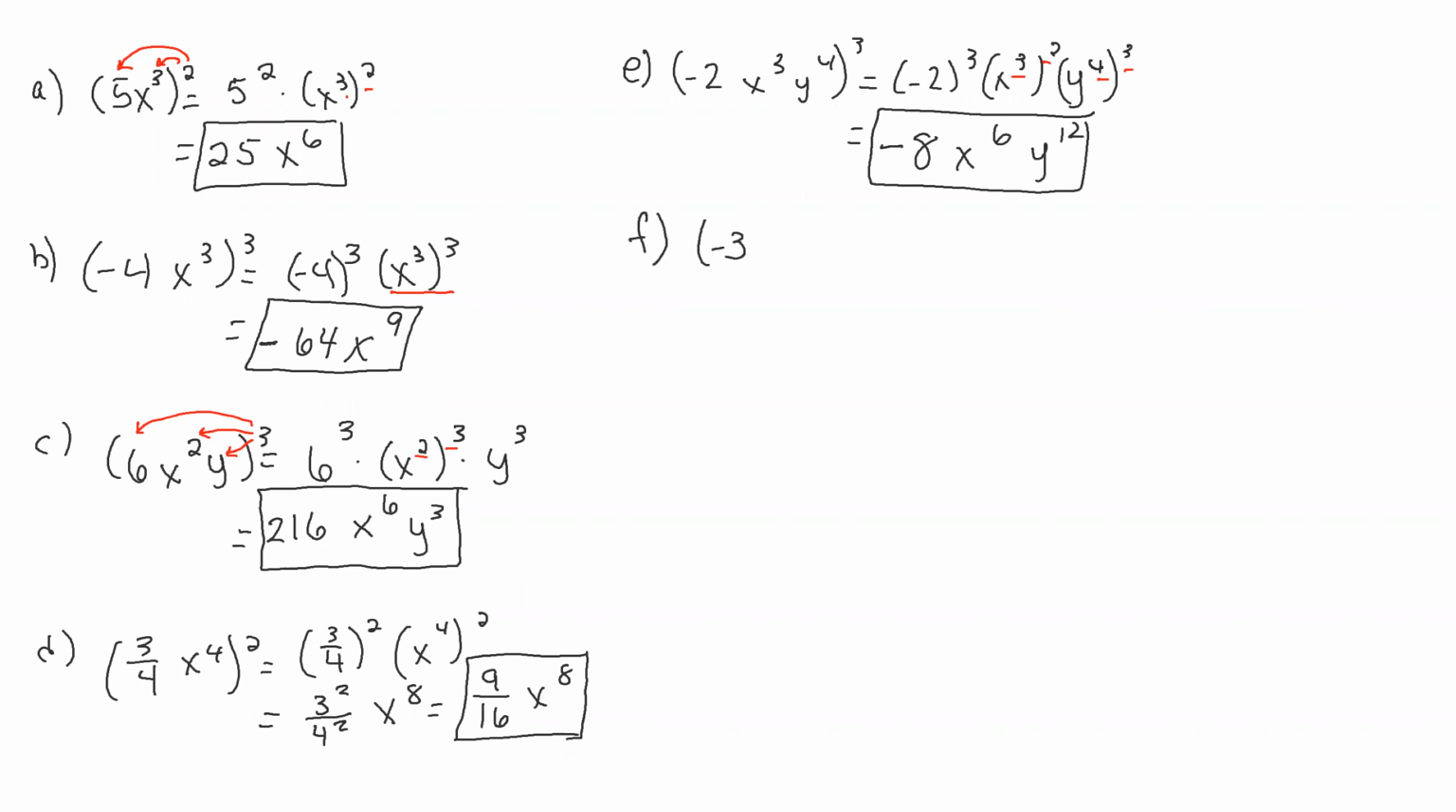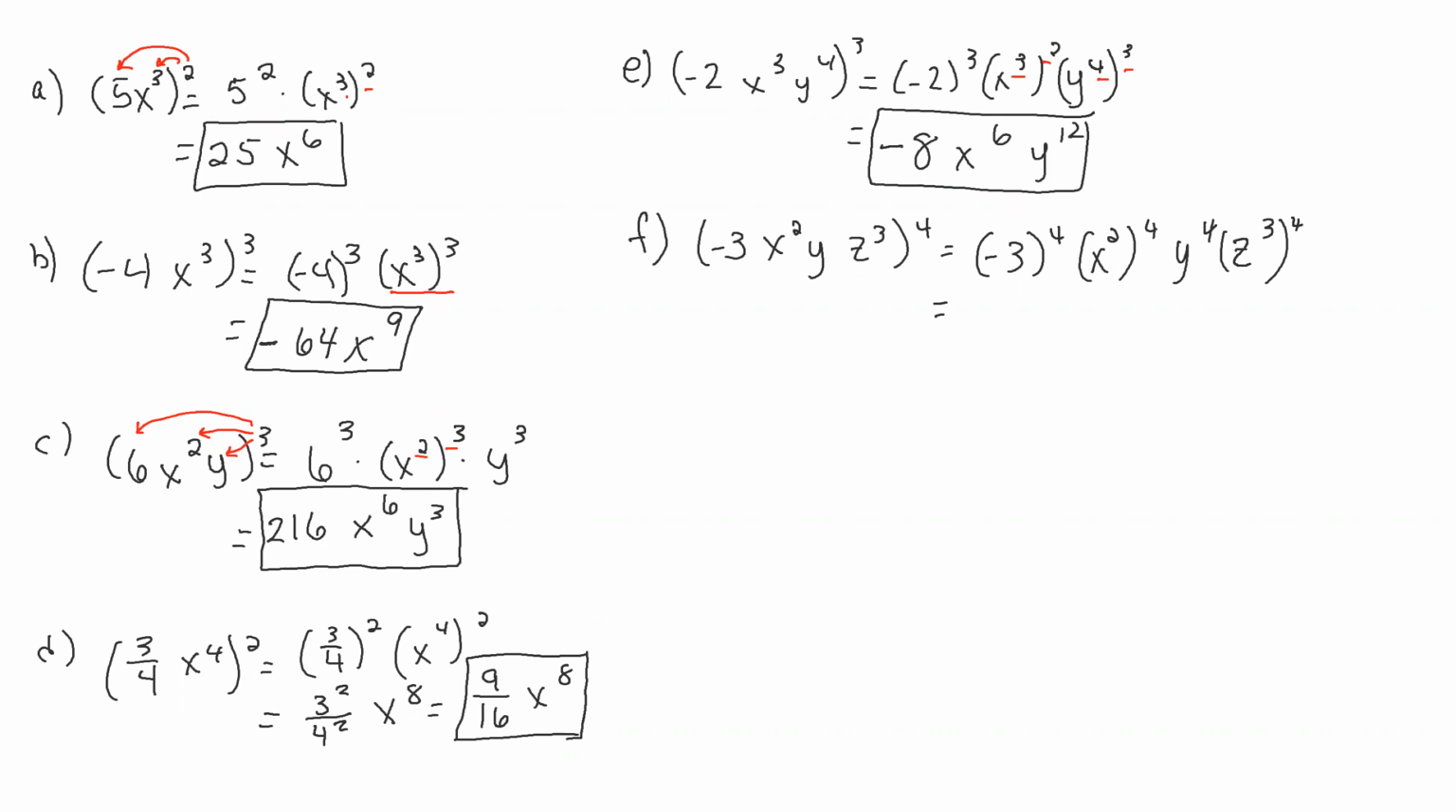Next up, we have (-3x squared y z to the 3rd), all of this raised to the 4th power. So this one's a little bit different than what we've looked at so far because we have 4 factors inside parentheses, but the same rules apply. You're just going to bring that exponent inside to each factor of the product. So I get (-3) to the 4th, (x squared) to the 4th, y to the 4th, (z to the 3rd) to the 4th.